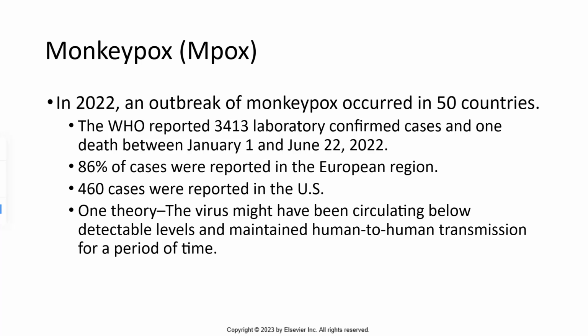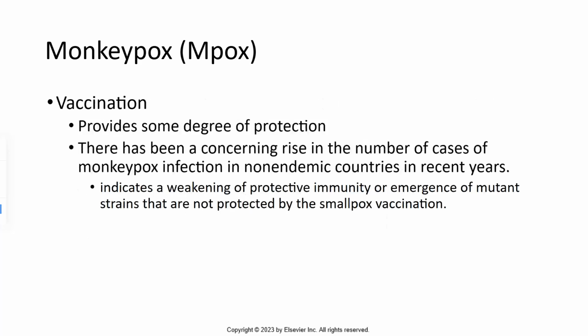In 2022, an outbreak of monkeypox occurred in 50 countries. The World Health Organization reported 3,413 laboratory-confirmed cases and 1 death between January and June of 2022. 86% of cases were reported in the European region, with 460 cases in the United States. One theory is that the virus might have been circulating below detectable levels and maintained human-to-human transmission for a period of time. Vaccination provides some degree of protection. There has been a concerning rise in the number of cases of monkeypox infection in non-endemic areas in recent years. This indicates a weakening of protective immunity or emergence of mutant strains that are not protected by the smallpox vaccine.